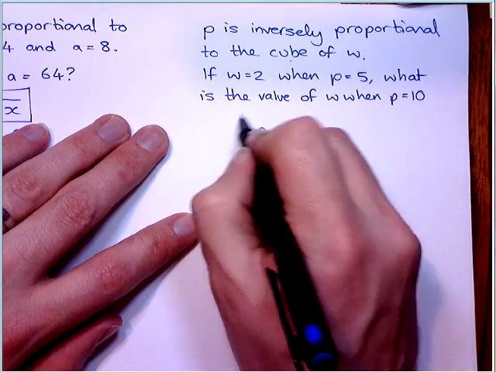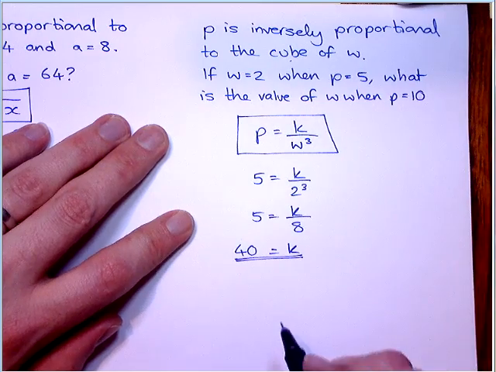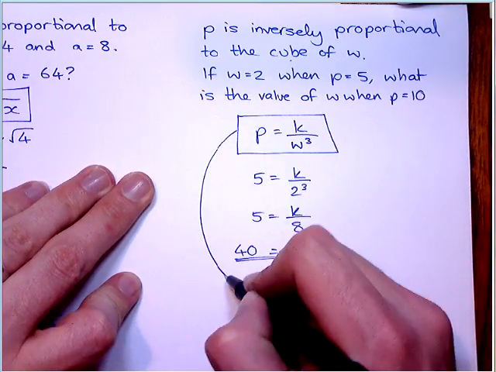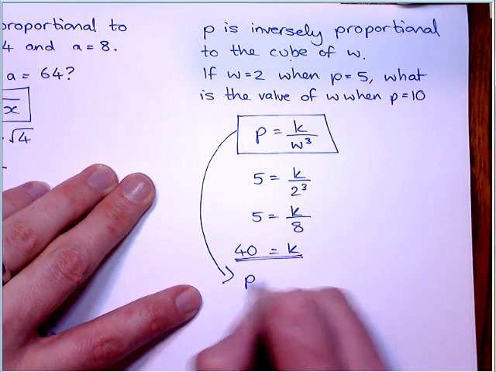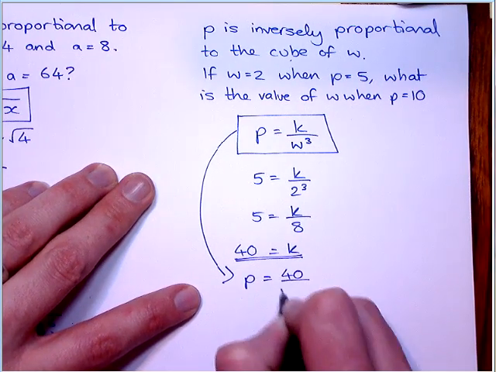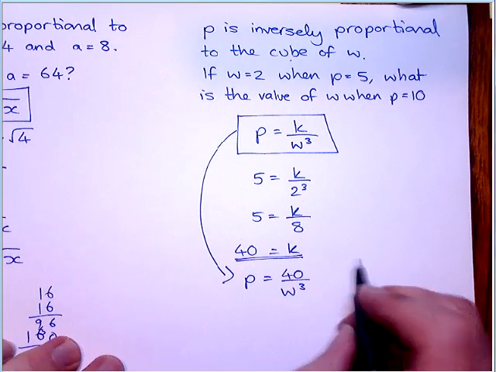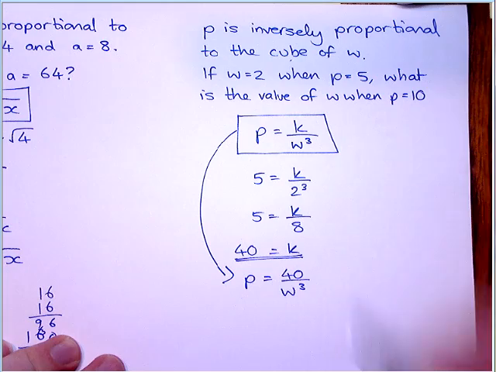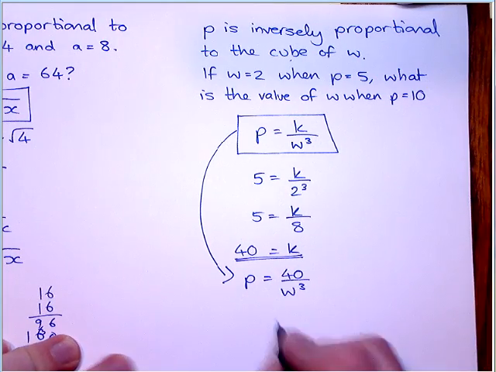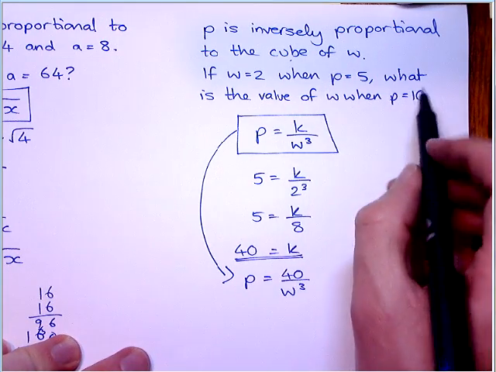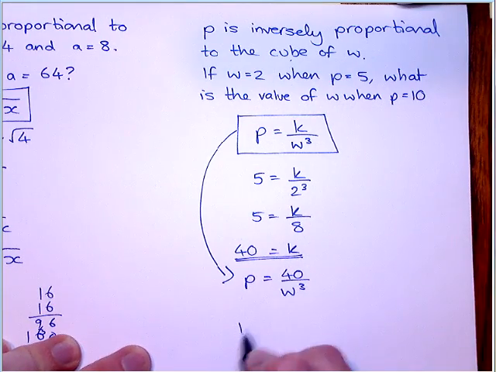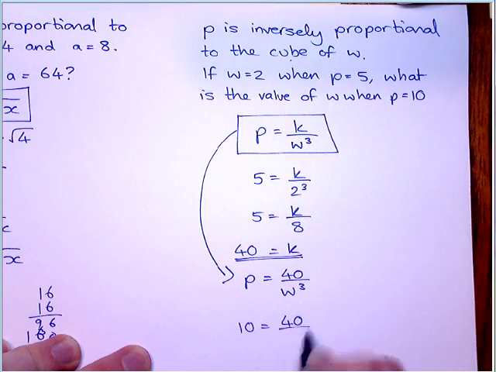So this is my initial setup, but this is not the formula representing this information. I've got to use my value of k. So P equals 40 over w cubed. Like I said previously, this is often part A: write an equation to show this proportionality. Then they'll give you something like this: work out the value of w when P is 10. So we know 10 is 40 over w cubed.